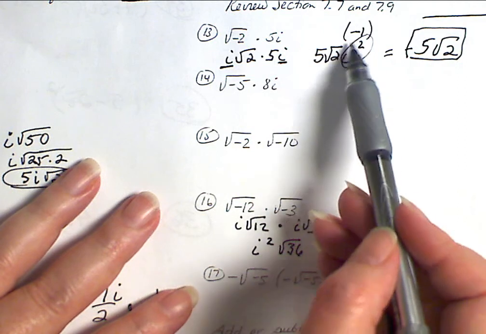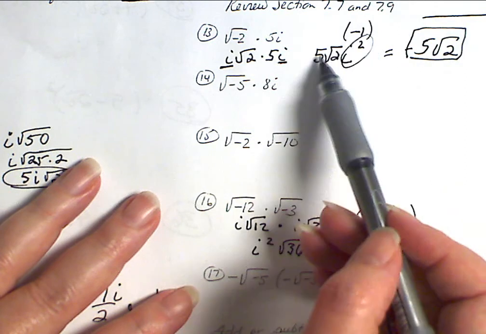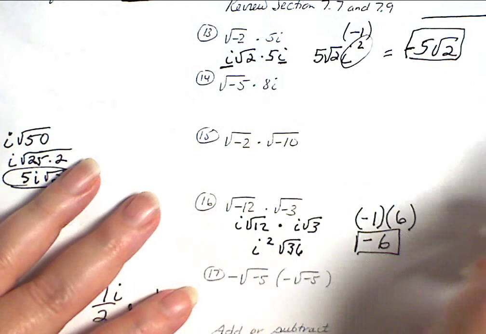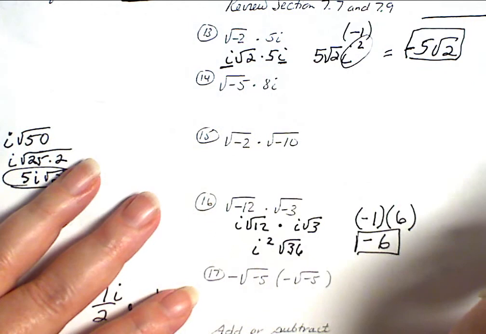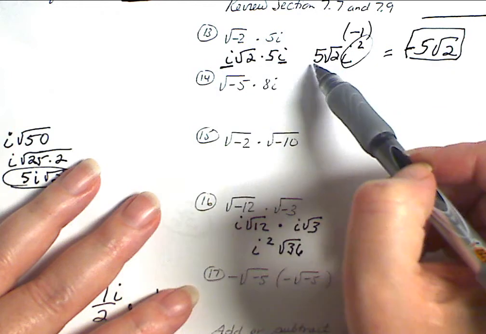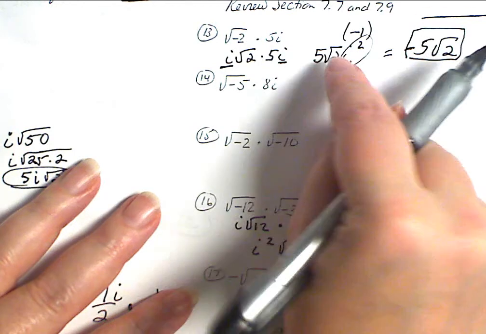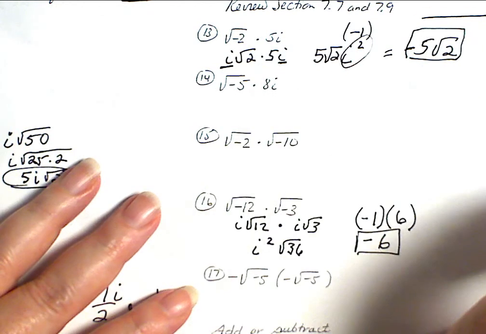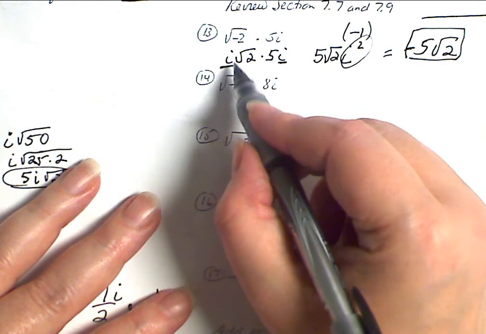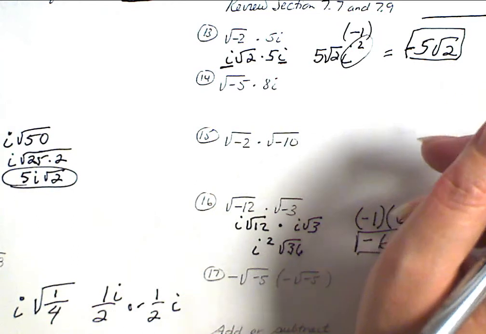Negative 1. So these 2 are the like terms now. Oh yeah, so 5 times negative 1 is negative 5. Yes, Josh. What I did was I just read what you did. I did it differently though. I did 5i times i to get 5i squared. And then i squared is negative 1, so I just did negative 5 times negative 1.